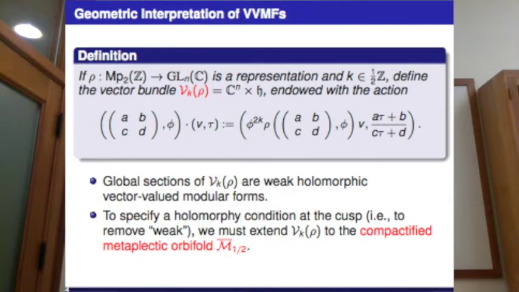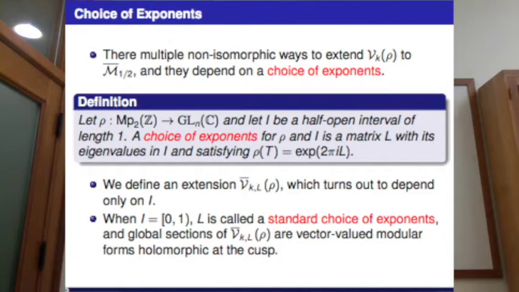We can interpret weakly holomorphic vector-valued modular forms of weight k as the global sections of a line bundle, V_k of rho. However, to specify a holomorphy condition at the cusp, we need to use something called the compactified metaplectic orbifold M_{1/2} bar. There are multiple ways to extend V_k of rho to M_{1/2} bar, and they depend on a choice of exponents, meaning a matrix L with eigenvalues in a specified interval I, such that rho of T equals exp of 2 pi i L.